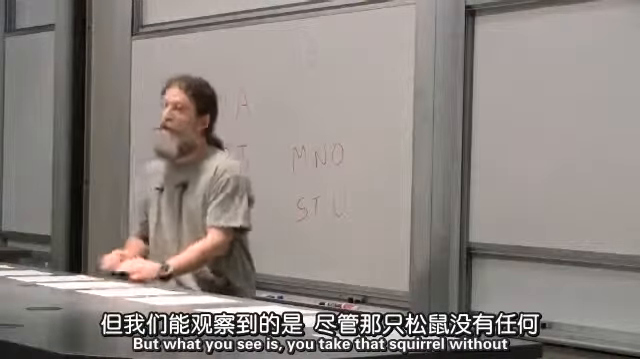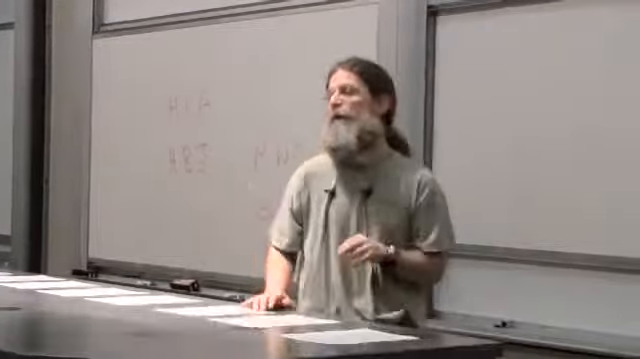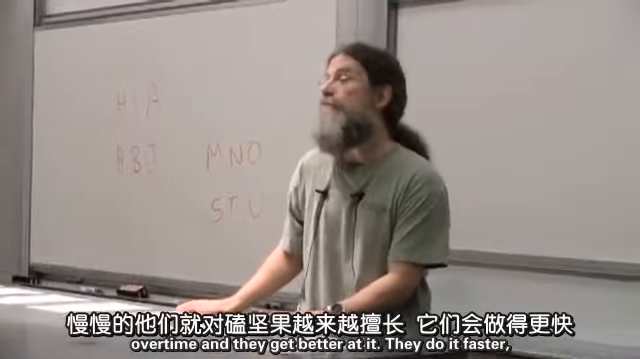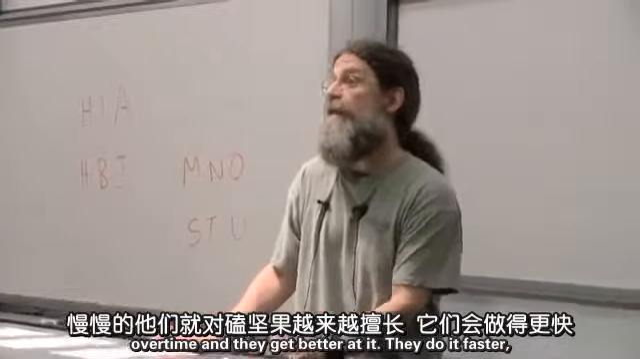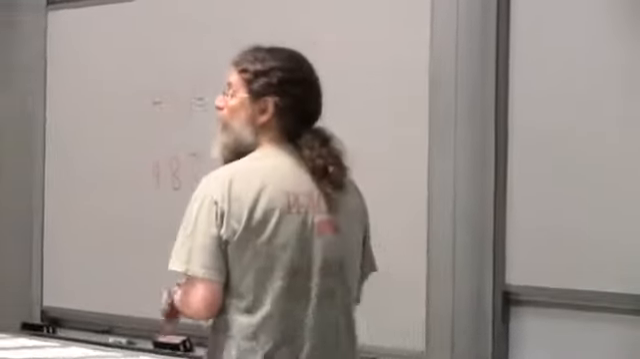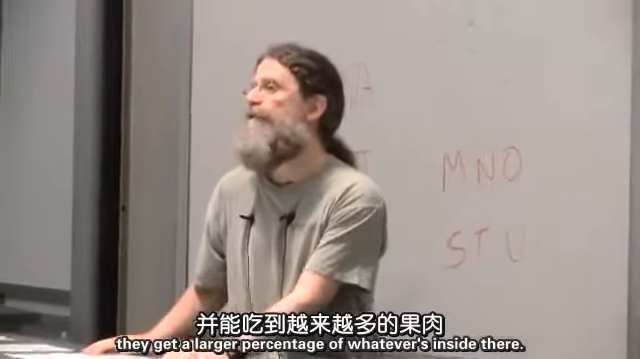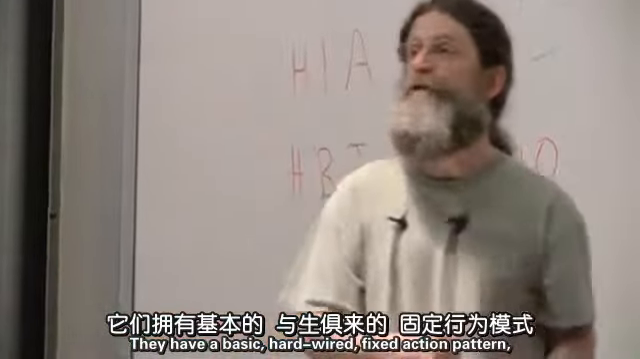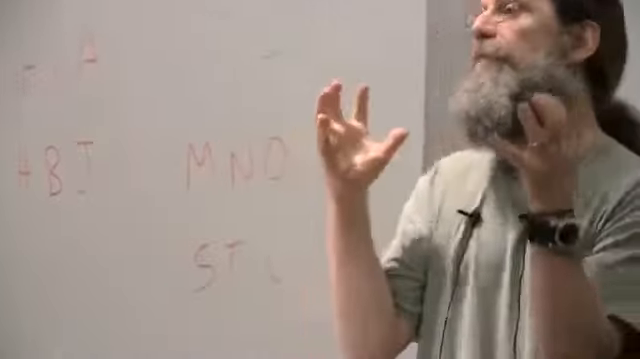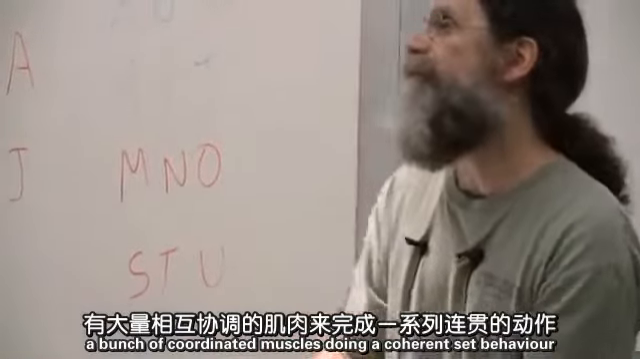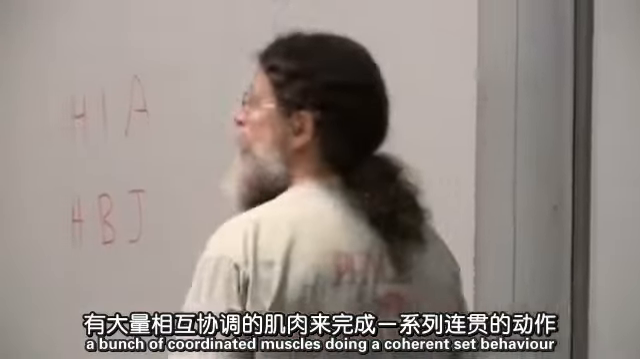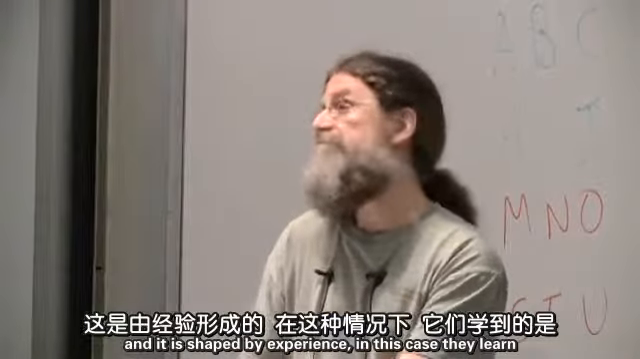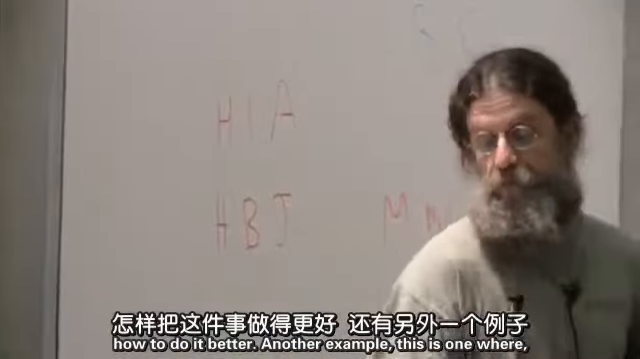But what you see is, you take that squirrel without any prior experience with nutcracking and you look at them over time and they get better at it. They do it faster. They get a larger percentage of whatever's inside there. They have a basic hardwired fixed action pattern, a bunch of coordinated muscles doing a coherent set behavior, and it is shaped by experience. In this case, they learn how to do it better.